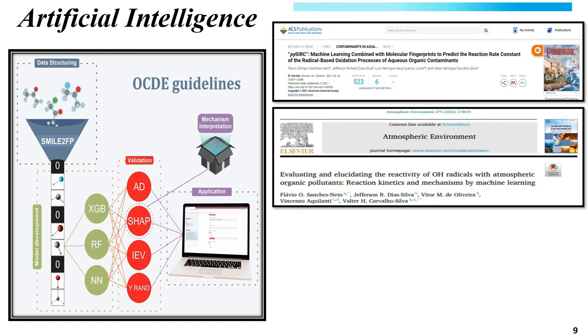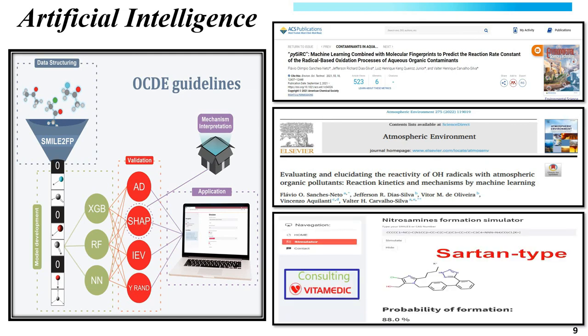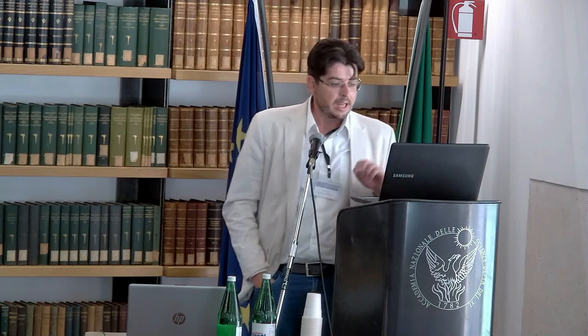And a key point in this protocol is to open the black box of machine learning. We use Shapley values, based on game theory, to connect the property obtained by the machine learning with the functional groups of the molecules. And this information was made available on the internet. Here, with this protocol, we can evaluate ecotoxicity and atmospheric contaminants as shown in these publications.